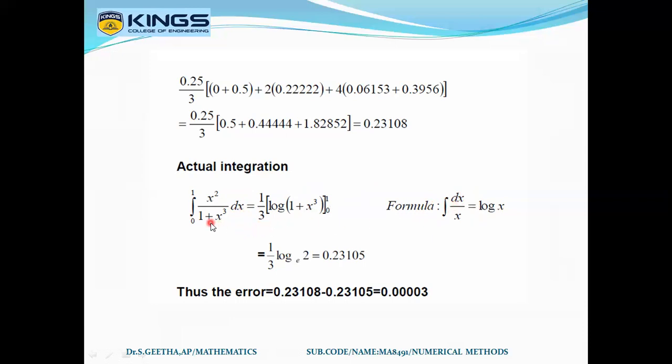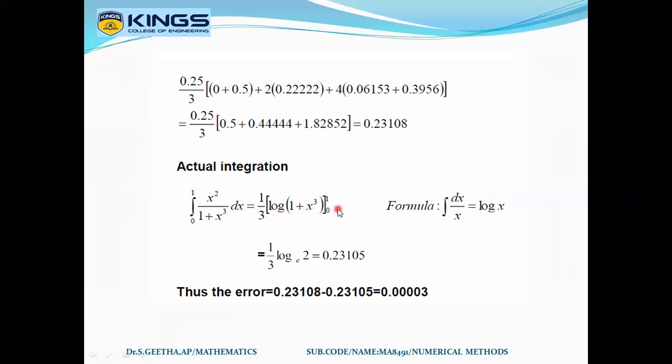The derivative of the denominator 1 plus x cube is equal to 3x square dx. Just differentiate the denominator, which is equal to 3x square dx. So we multiply and divide by 3. Therefore, integral 0 to 1 x square by 1 plus x cube dx equals 1 by 3 into log of 1 plus x cube.